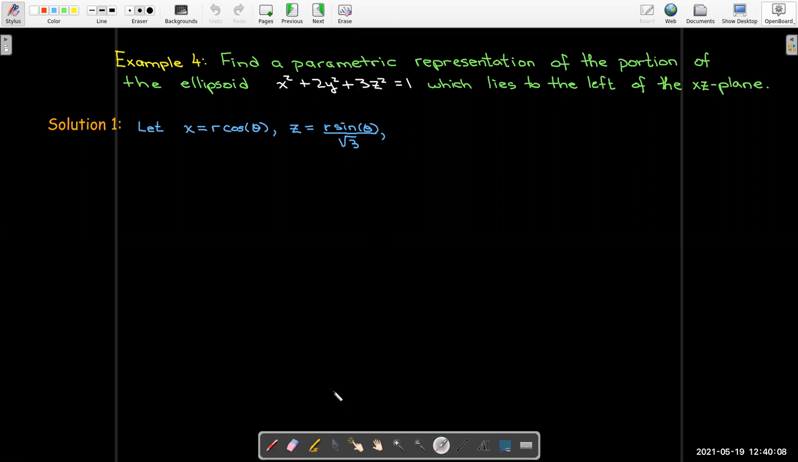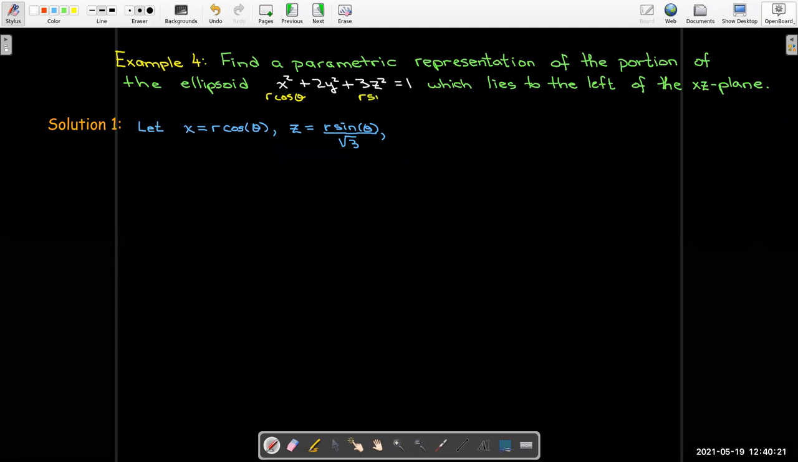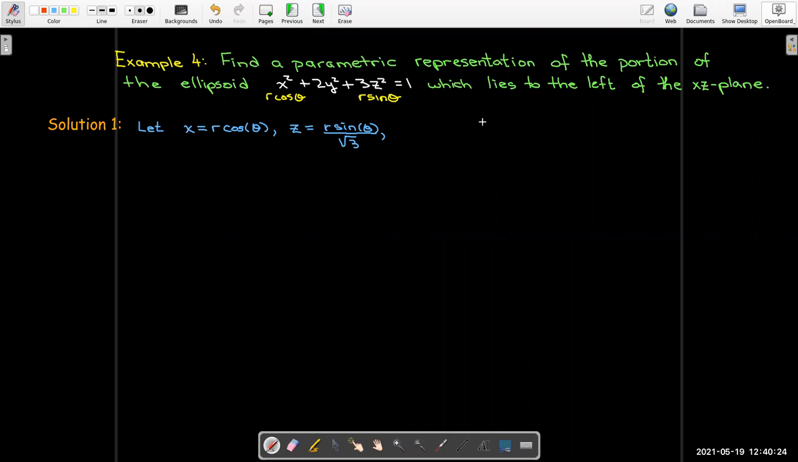So if I were to set the x squared to be r cos theta, and I want 3z squared to be r sine theta, then that would mean that z squared would be r sine squared. Okay, and so that's why I need to have this divisor by radical 3.